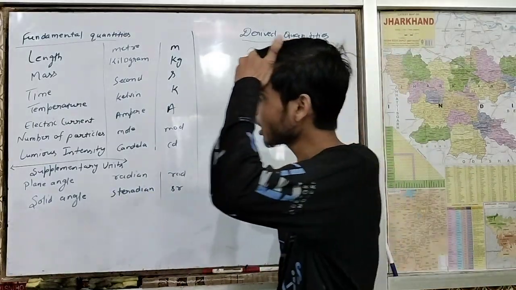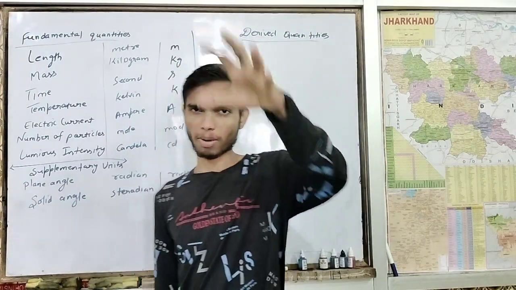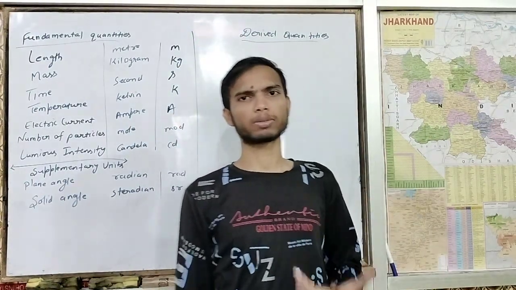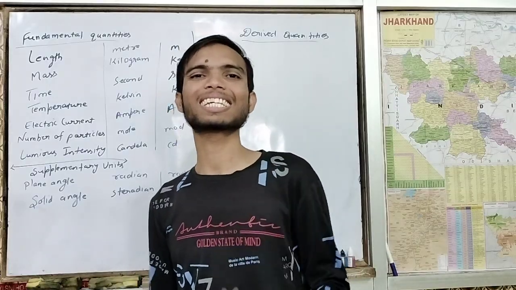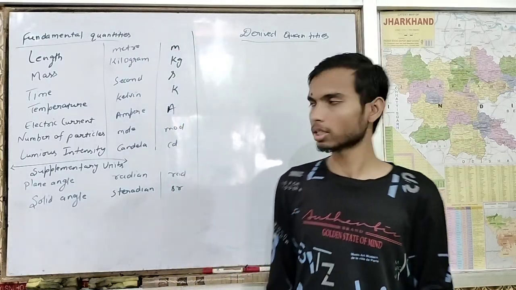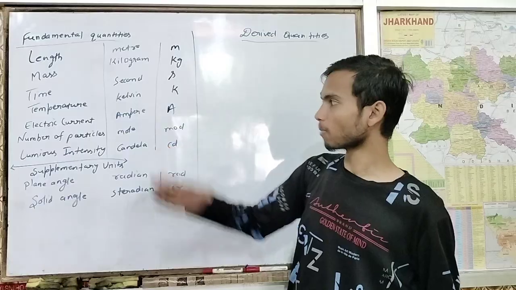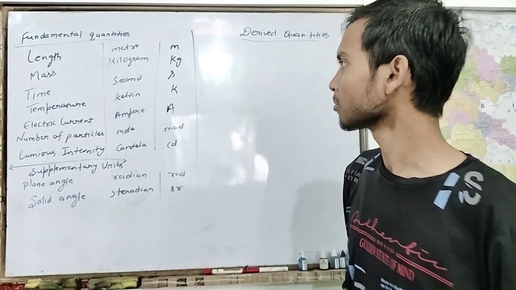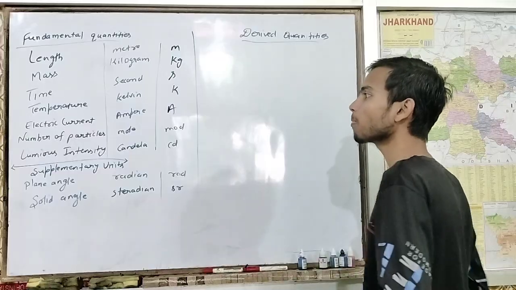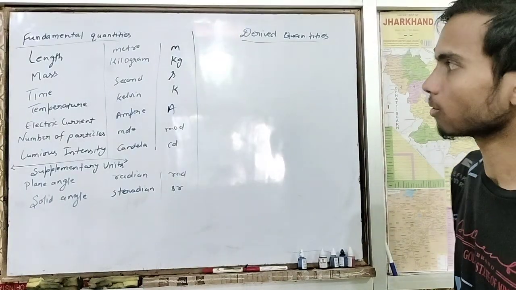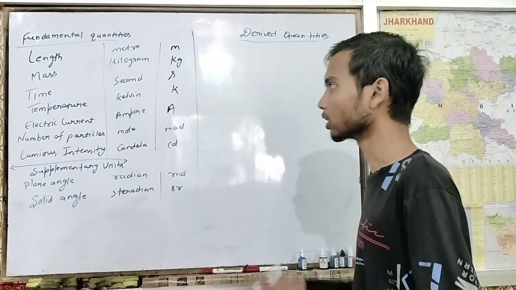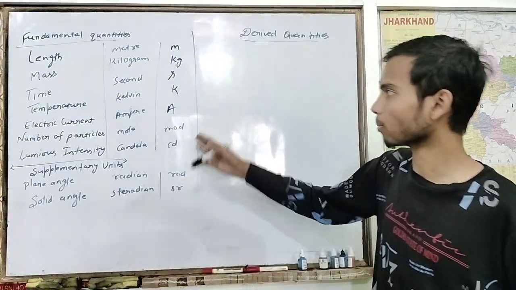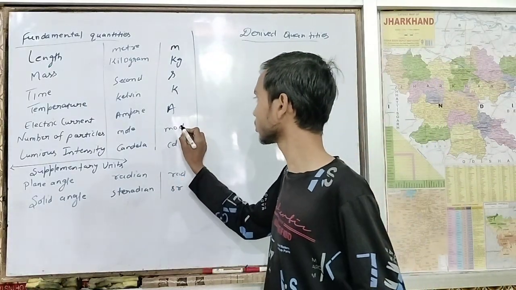Now next we have number of particles. About this you are taught in the chemistry subject. Number of particles, mole, atoms. So number of particles is a physical quantity, and the unit for this is the mole, and the symbol for this is mol.